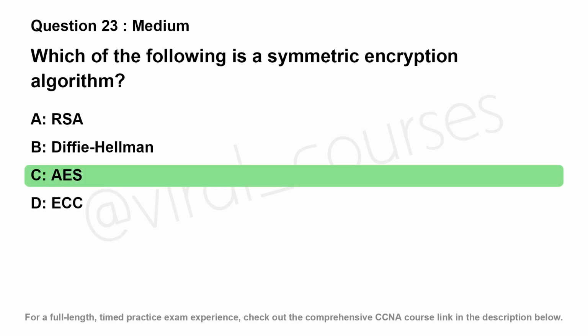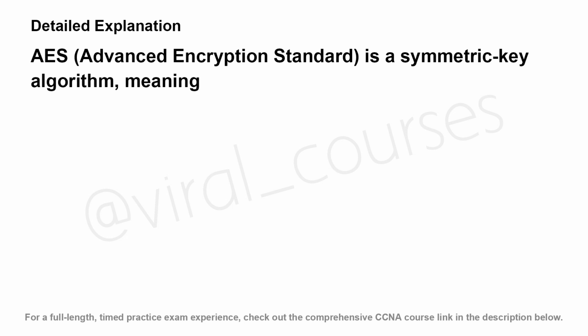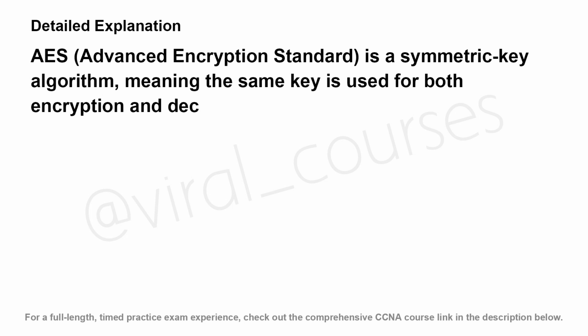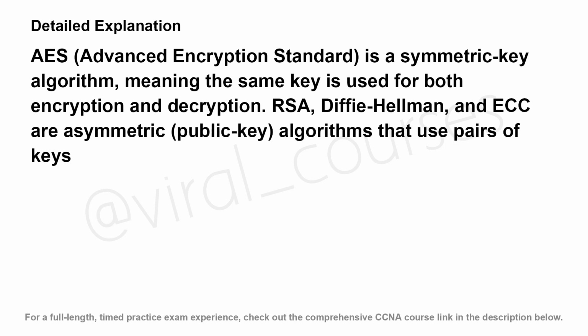The correct answer is C. AES, Advanced Encryption Standard, is a symmetric key algorithm, meaning the same key is used for both encryption and decryption. RSA, Diffie-Hellman, and ECC are asymmetric, public key algorithms that use pairs of keys, public and private.